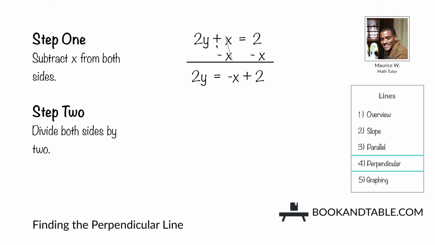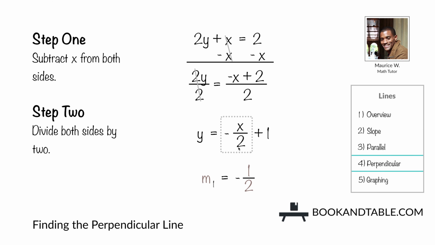form. So step 1, subtract x from both sides. That gives us 2y is equal to -x plus 2. To get rid of this coefficient of 2, step 2 is divide both sides by 2. So the equation of the perpendicular line that we are provided with is y is equal to -x/2 plus 1. And this is significant because this allows us to figure out the slope of that perpendicular line, which is the coefficient of the x, which is -1.